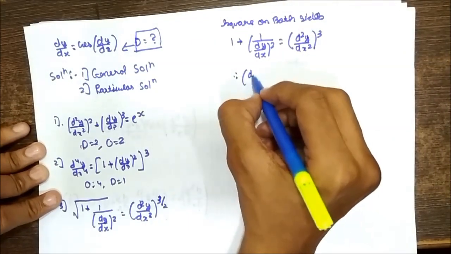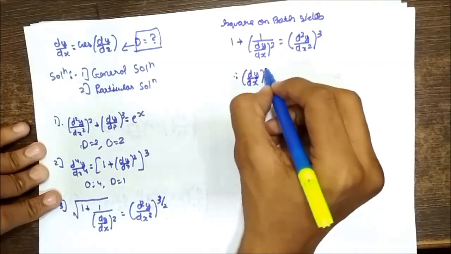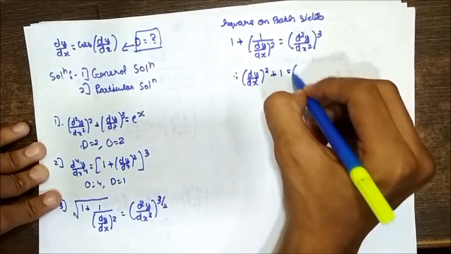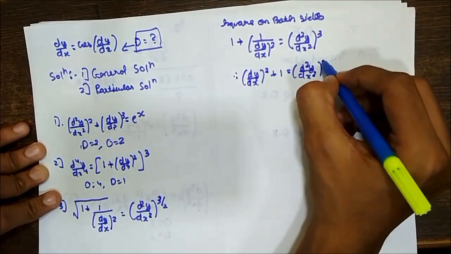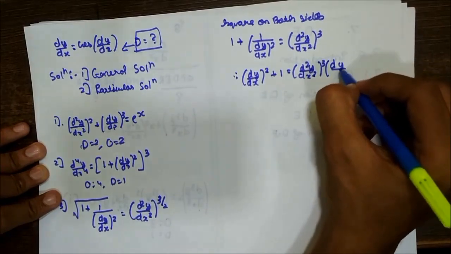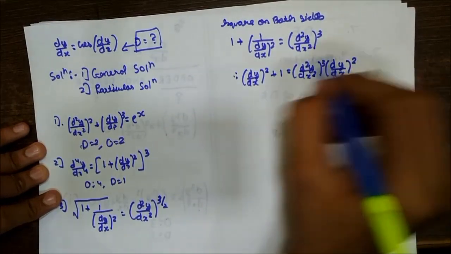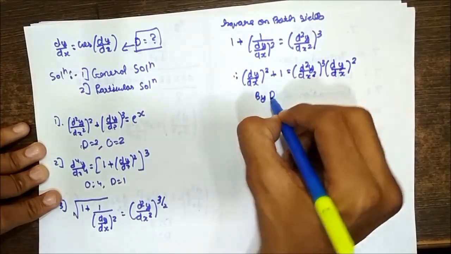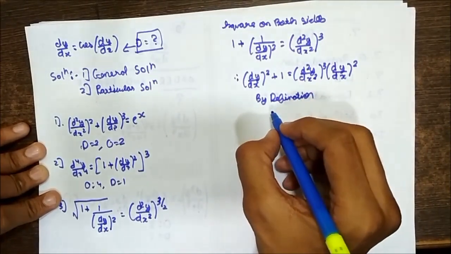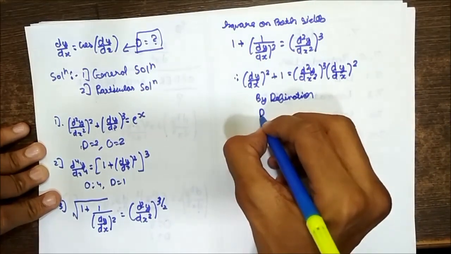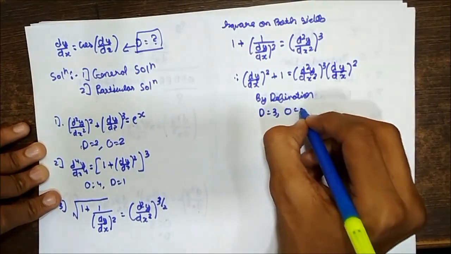Therefore (dy by dx) raised to square plus 1 is equal to (d square y upon dx square) cubed times (dy upon dx) raised to square. So by definition of degree and order, your degree becomes 3 and the order becomes 2.